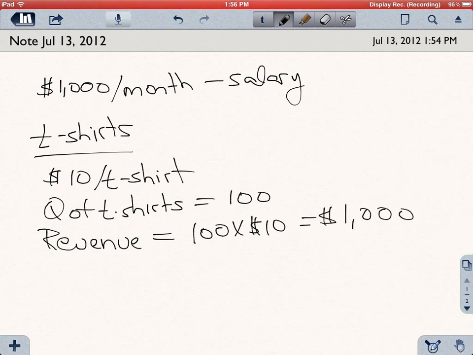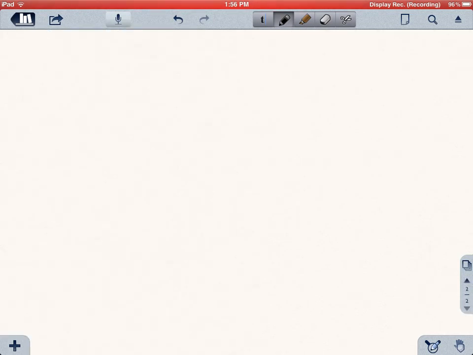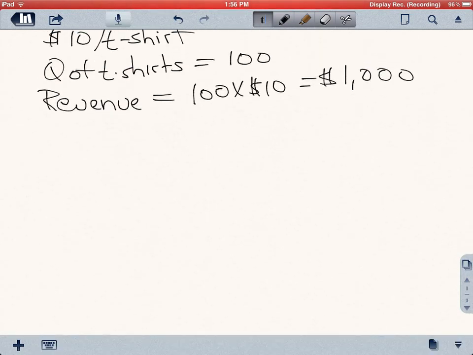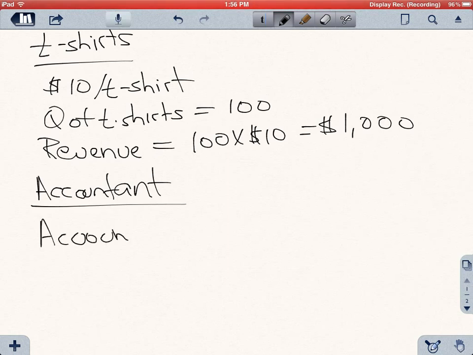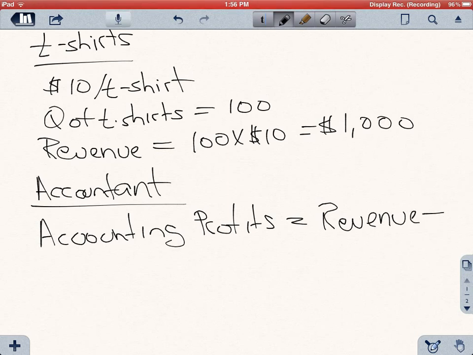Now, one thing that you want to find out is how much profit you're going to make. Well, there are two ways we can calculate these profits. An accountant and an economist will calculate these profits differently, which is the whole point of this example. So first, let's consider an accountant. An accountant will calculate your profits in this way. The accounting profits will be the revenue you make minus the accounting costs.